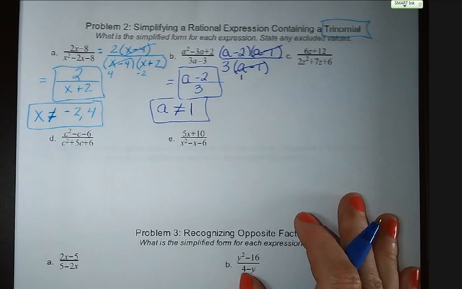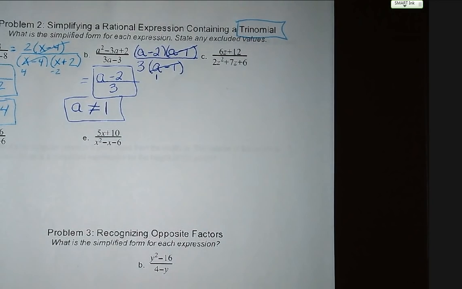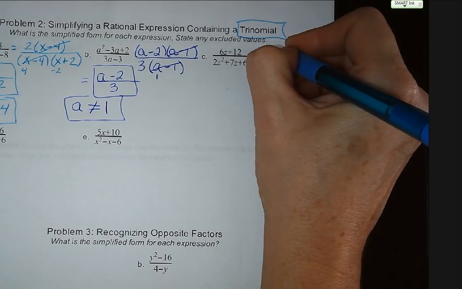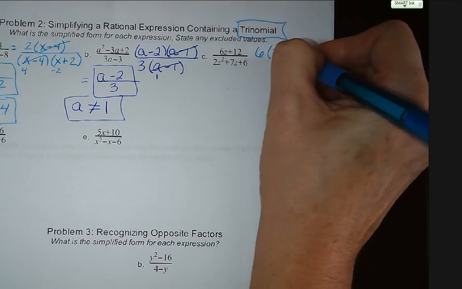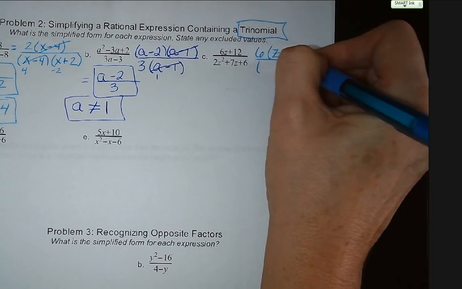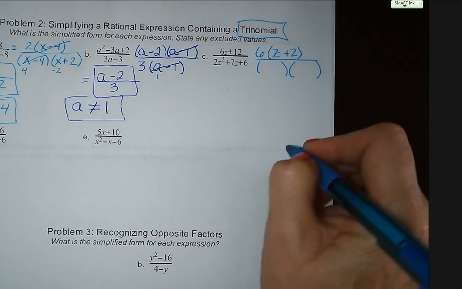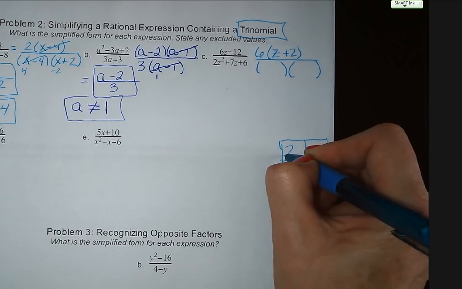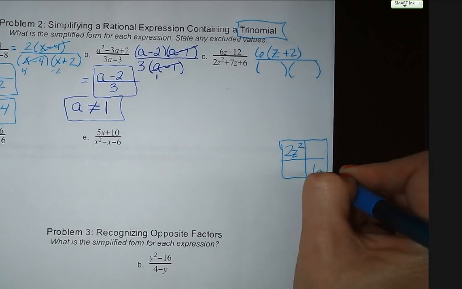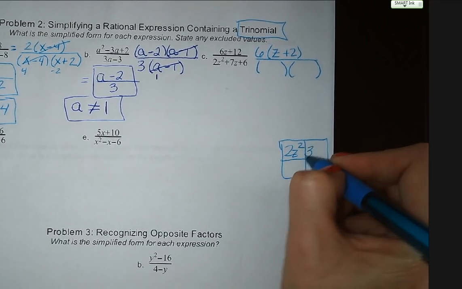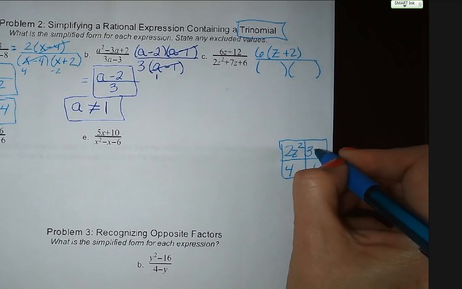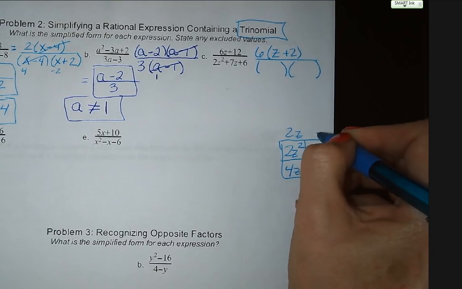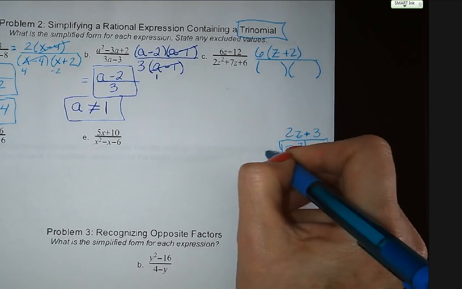Okay. Letter C, 6z plus 12 over 2z squared plus 7z plus 6. So we need to factor the numerator. We can take out a 6, and we're left with z plus 2. Denominator, well, we've got an a term, so we're going to have to use the box method. So we have 2z squared and a 6. Multiply 2 times 6, and you get 12. So we're looking for factors of 12 that add up to 7. That's 3 and 4z. So when we factor it, we get 2z plus 3.